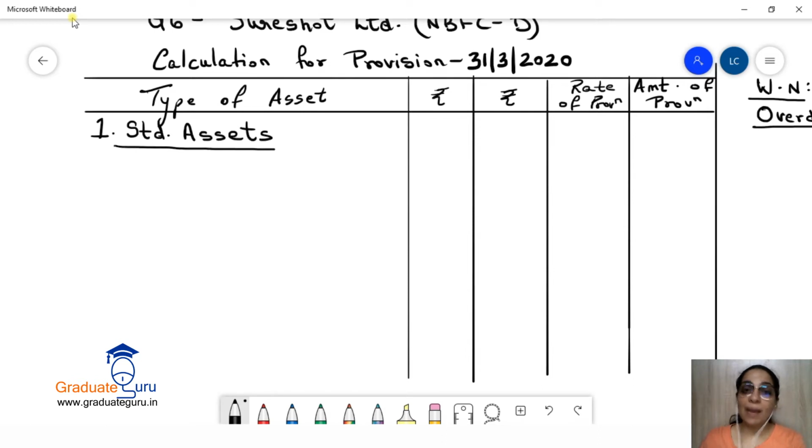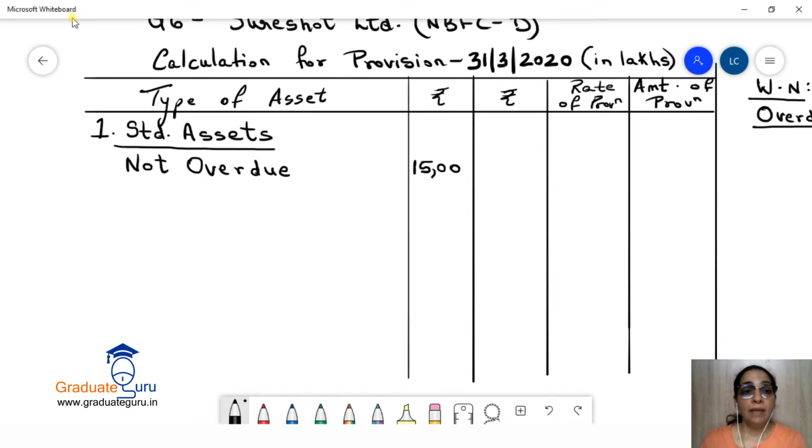So the first one given is not overdue at all, absolutely no amount overdue there, so that is definitely going to be standard assets. So I'll write not overdue and under not overdue the amount is 1500. All amounts are in lakhs. So this is 1500 lakhs, I can mention over here in lakhs so that we are not confused.